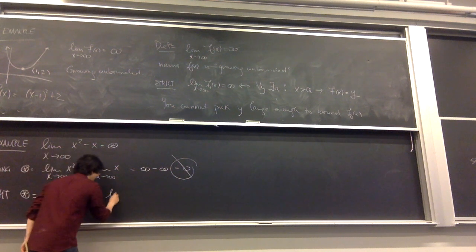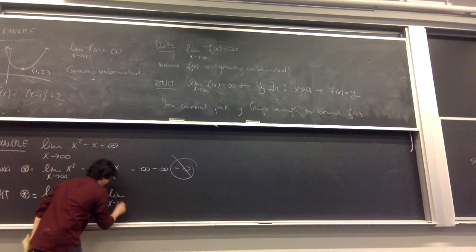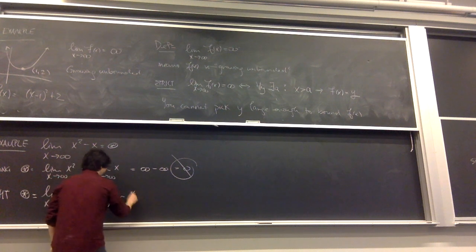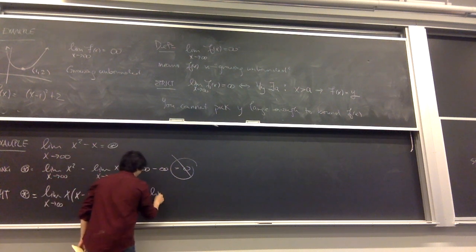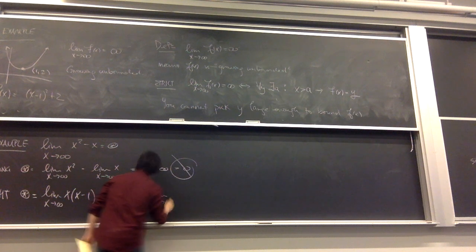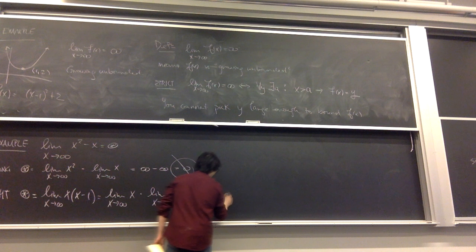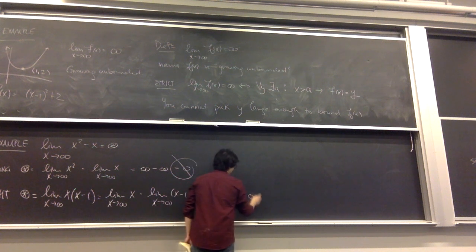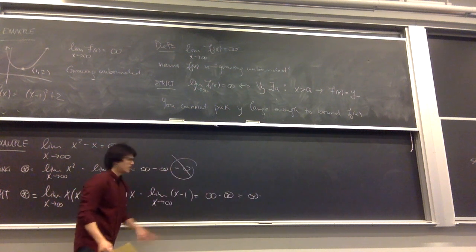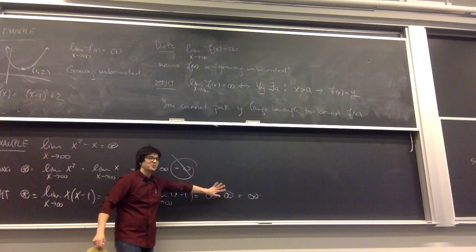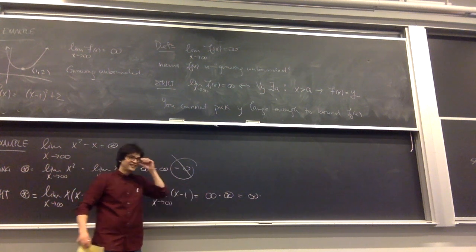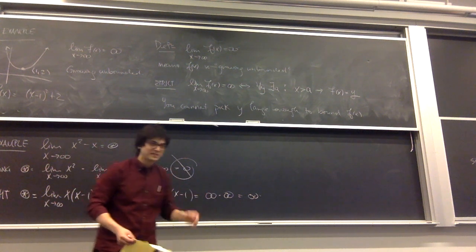Okay, so this is limit of x goes to infinity of x times the limit of x goes to infinity of x minus 1, which is infinity times infinity, which is infinity. This is fine. Don't ever write stuff like this. It just makes it more clear, but it's technically incorrect.